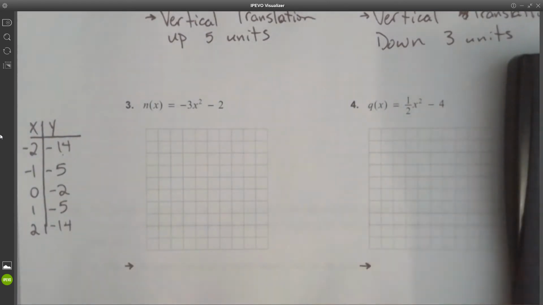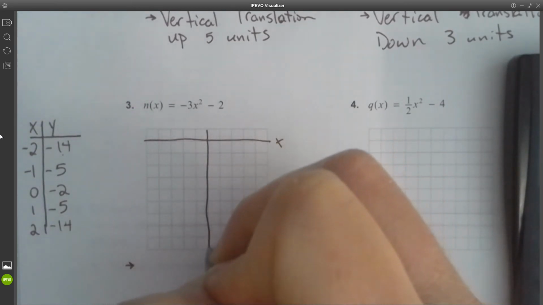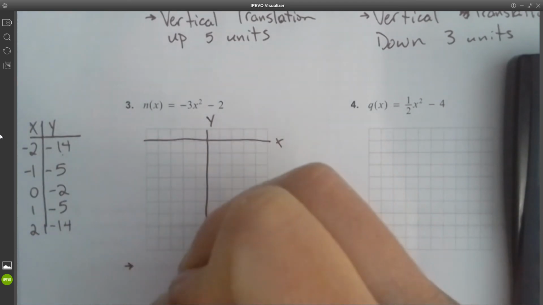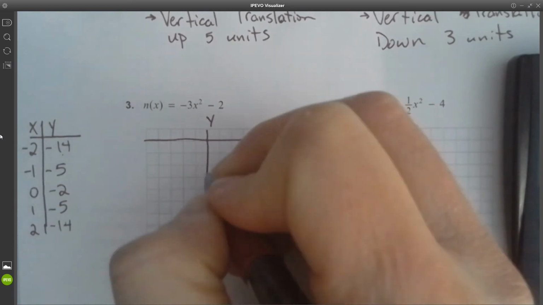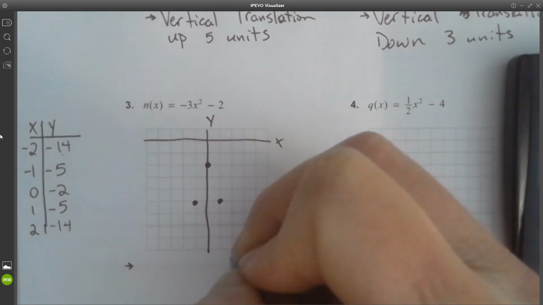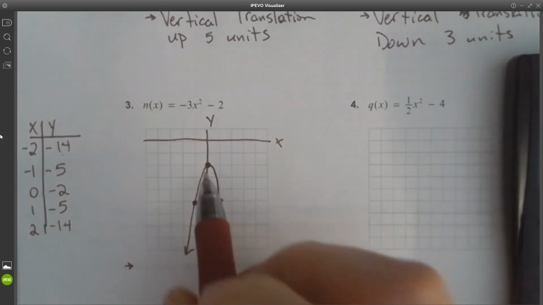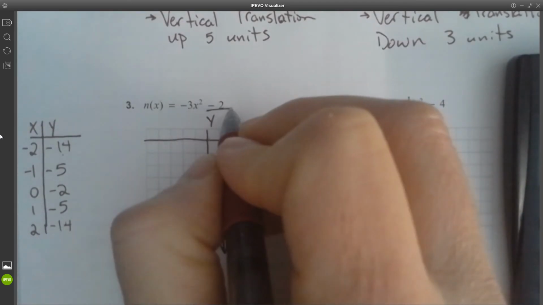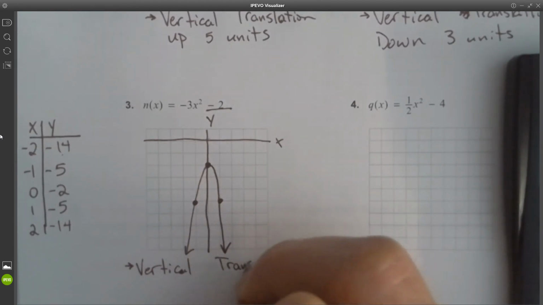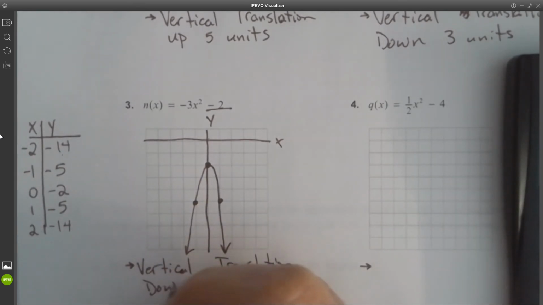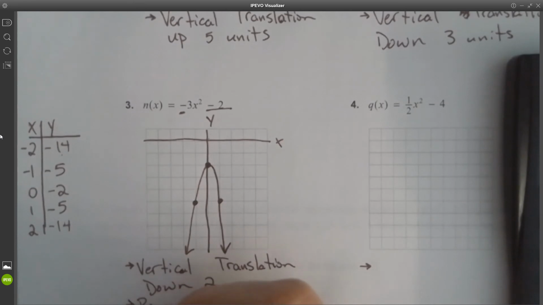Based on these numbers, I should have my x-axis up at the top and my y-axis again down the middle. So I have negative 2, negative 14. That's going to be somewhere well off the graph, so I won't worry about it. Negative 1, negative 5, 0, negative 2, 1, negative 5, and then the other one would be off the graph again. So there's my parabola for number 3. I can see that it's shifted down 2. Also, this minus 2 at the end tells me it's a vertical translation down 2. I can also see that my parabola is upside down because of that negative in the front. So this is a reflection.